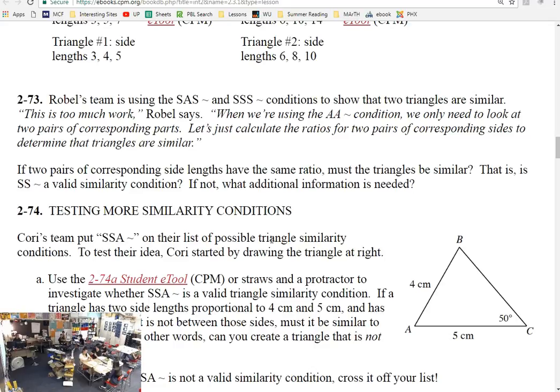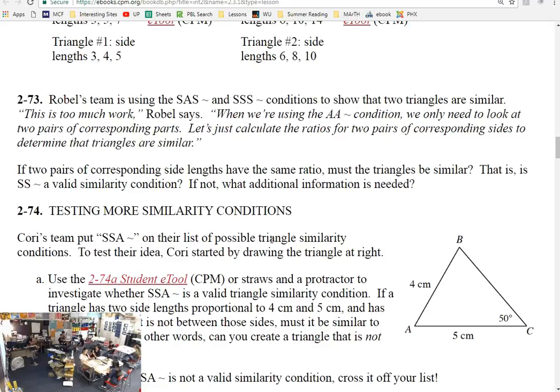So when using angle-angle similarity condition, we only need to look at two pairs of corresponding parts. Well, okay, so let's back up and check if Robel makes any sense. Because then he goes on to say, let's just calculate the ratios for two pairs of corresponding sides, determine if that's similar. But let's check that statement about angle, angle.